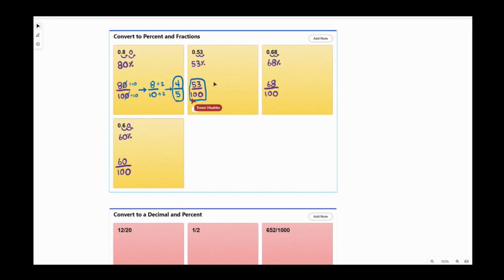68. We can divide both of these numbers by 2. My answer here would be then 34 over 50. One of the rules for divisibility is if the number is even, it can be divided by 2. So if it ends in 0, 2, 4, 6, or 8, it can be divided by 2. Well, 4 is even, so is 0.